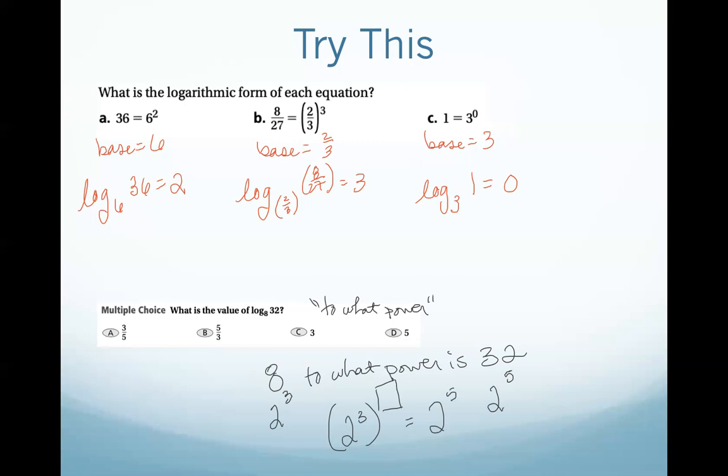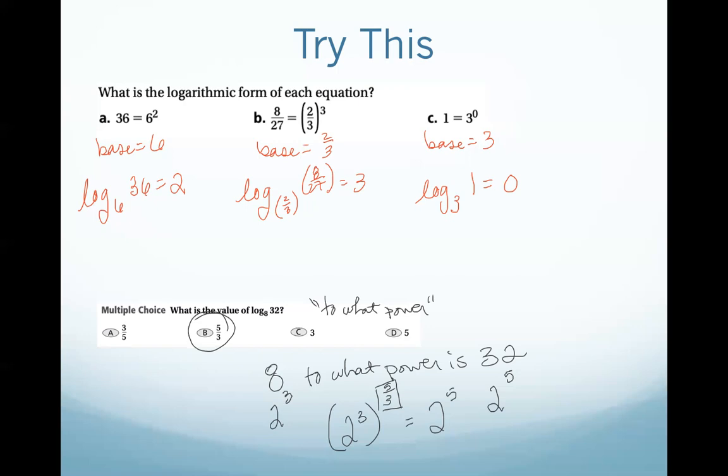Well, if I do 2 cubed to the fifth power, that would be 2 to the 15. But I don't want 2 to the 15, I want 2 to the fifth. So I have to divide it by 3. 3 times 5/3 is what gives me an exponent of 5. So the answer here is B.